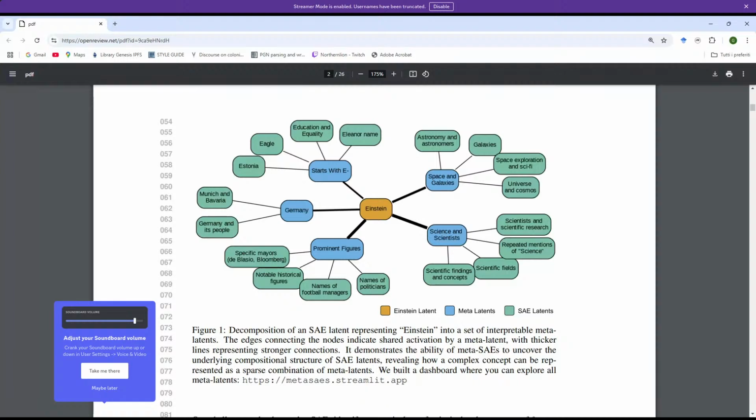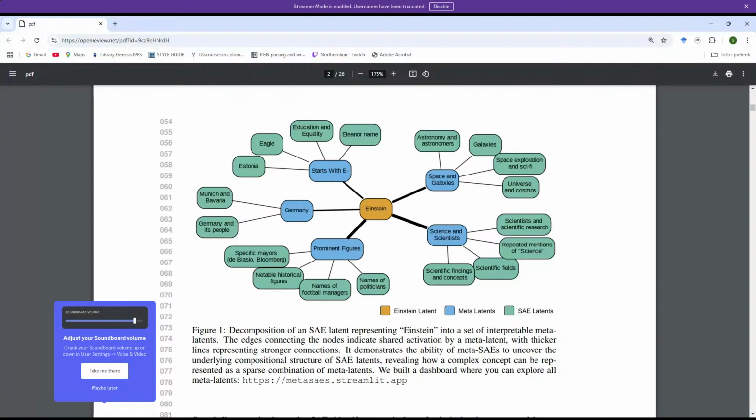I don't know if other people have read the paper in detail or not. I think this result is interesting, but at the same time feels kinda obvious, because language does not have atomic concepts, right? When we think about Einstein, we also probably think about Germany or scientists or space and galaxies. And so it seems kind of expected that latents can be subdivided.